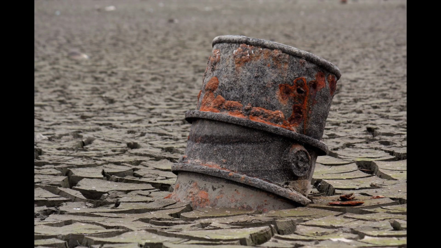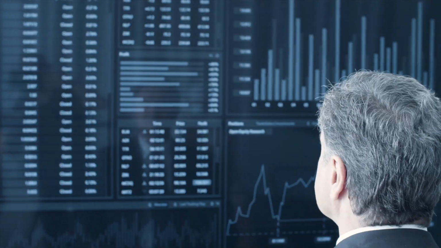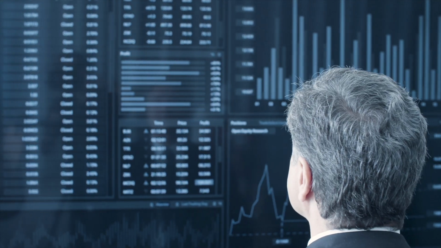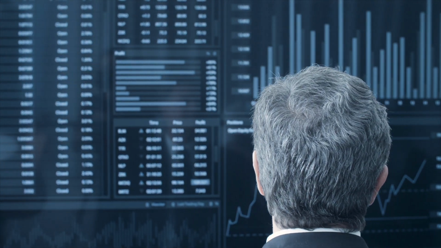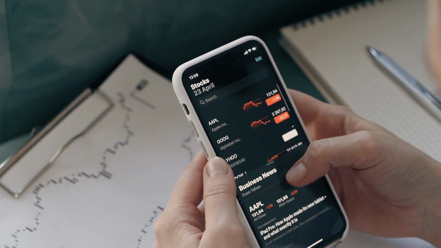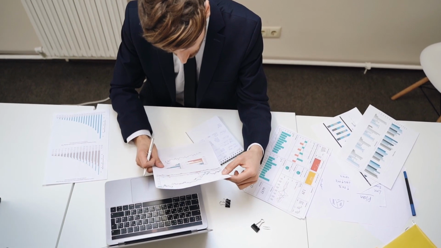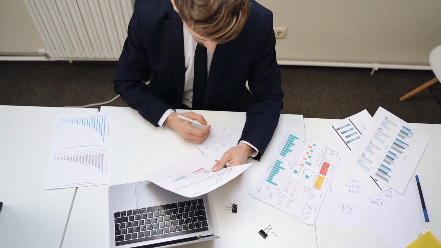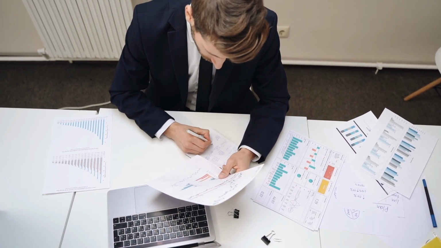To summarize, crude oil is a highly traded commodity whose price is impacted by a multitude of factors. Keeping an eye on these factors is essential for anyone who wants to make informed investment decisions in the crude oil market. By understanding how these factors influence the price of crude oil, you can better predict market movements and identify profitable trading opportunities.